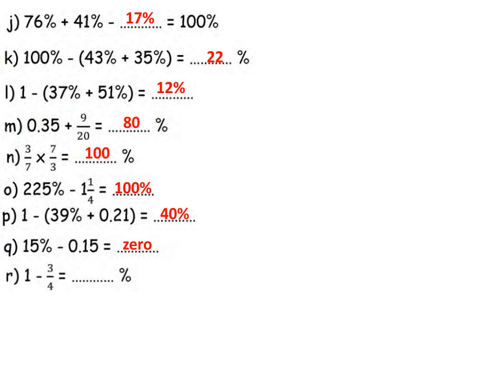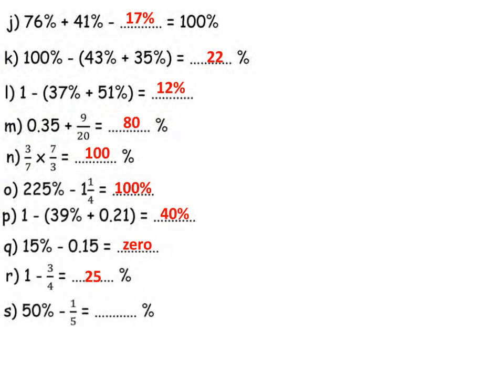Letter R, 1 minus 3 over 4, or 1 minus 3 quarters. The whole number 1 equals 4 quarters as a fraction. 4 quarters minus 3 quarters equals 1 quarter. 1 quarter as a percentage: 1 quarter times 100 equals 25, so a quarter equals 25%.